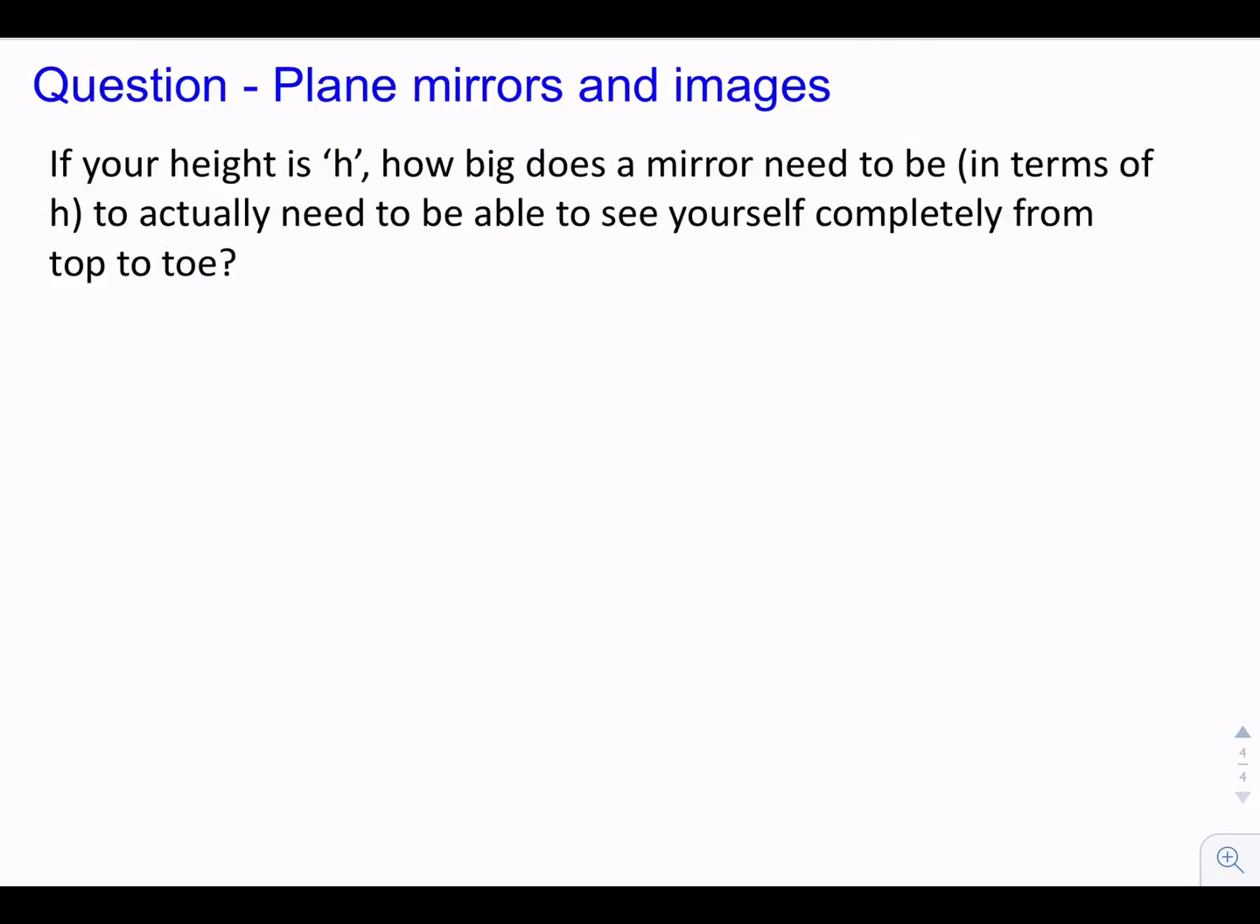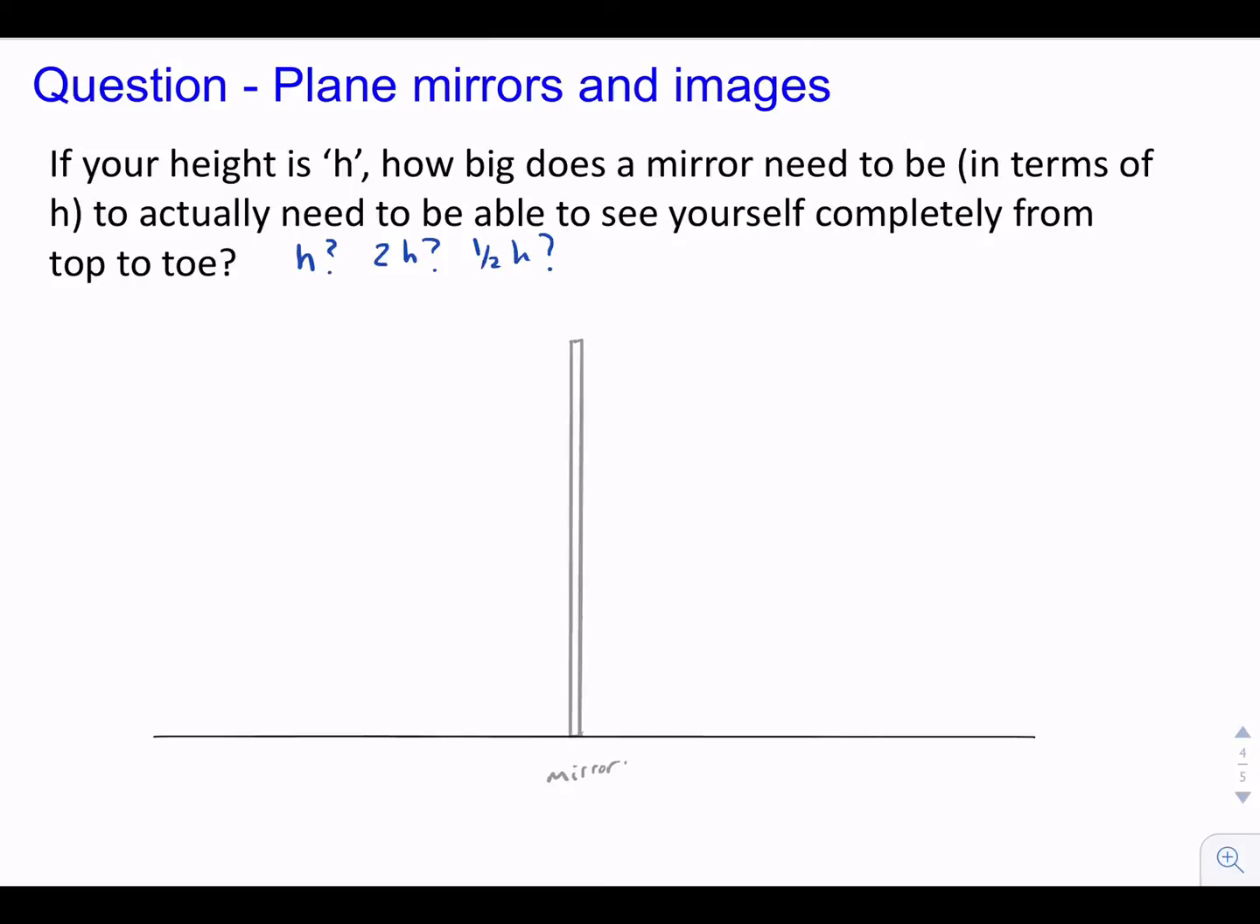Now a question on plane mirrors and images. So the question is, if your height is h, how big does a mirror need to be in terms of h to actually see yourself completely from head to toe? So does it need to be the same height as you, h, or 2h, or a half h? Let's see. So let's draw a diagram here and we'll put on some rays.